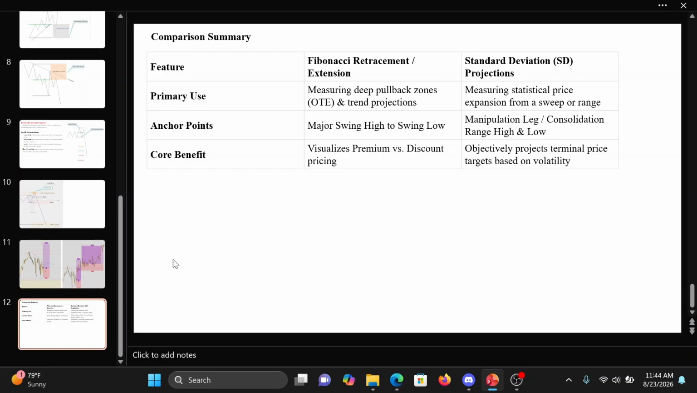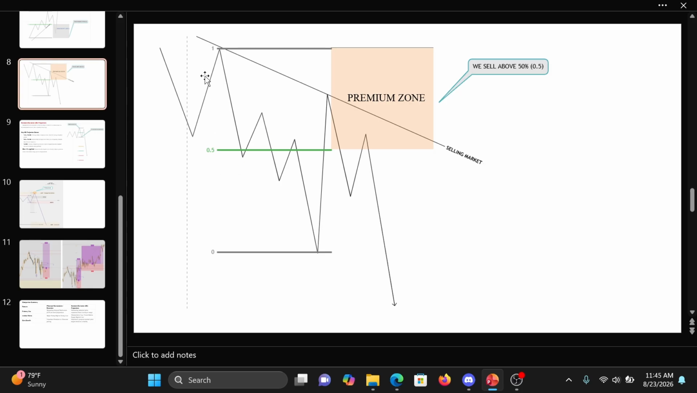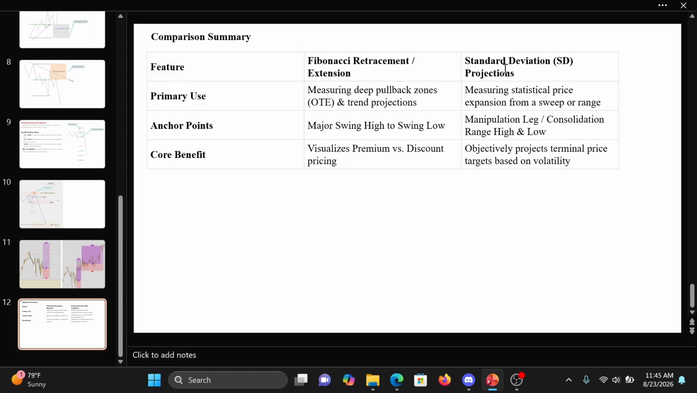So let's look at the comparisons. The primary use for Fibonacci retracement or extension is measuring deep pullback zones. Let's say the price has been moving like how we saw here, you want to know how far it may retrace. So we want to see it retracing back into the premium zone, which is in a bearish market. And for standard deviation, it is measuring statistical expansion from a sweep or range. How far is price likely to go?